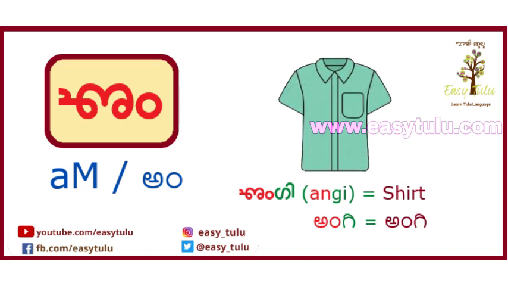This is called Anuswara or nasal sound. Example. Angi. Angi means a shirt. Angi in Kannada. Let us see how it is written. Um.